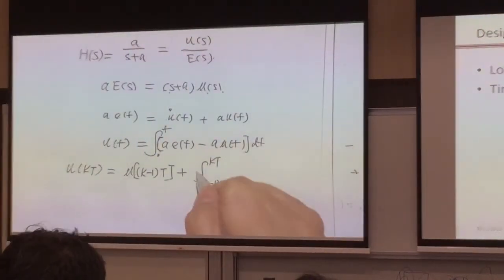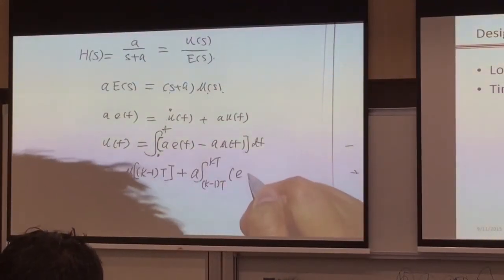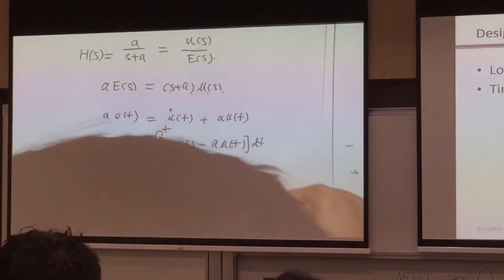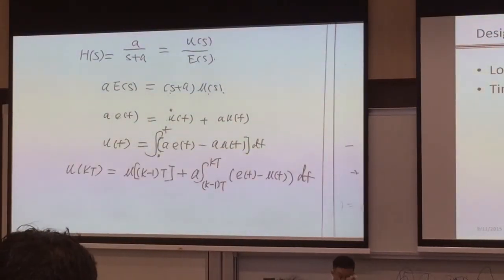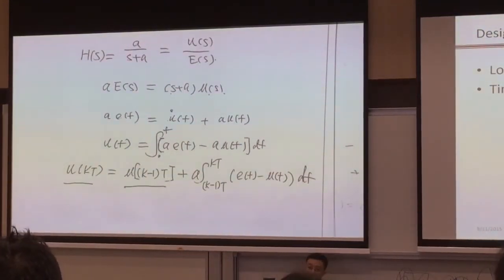A is a constant, and put the A outside. So this one is my difference equation. This is a difference, right? The difference between my current output and my previous output.